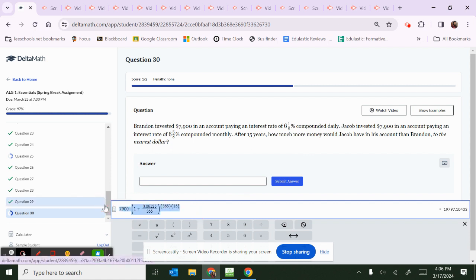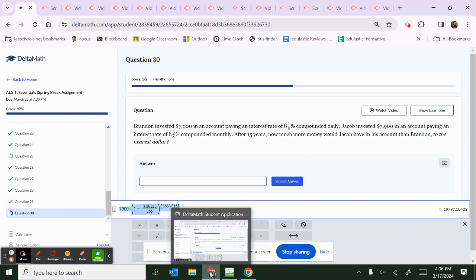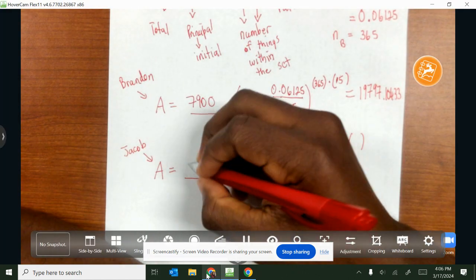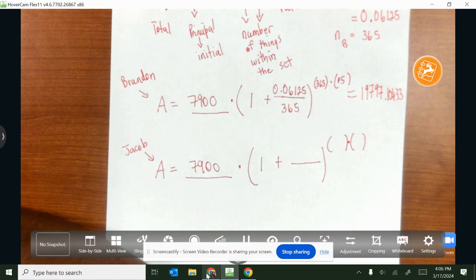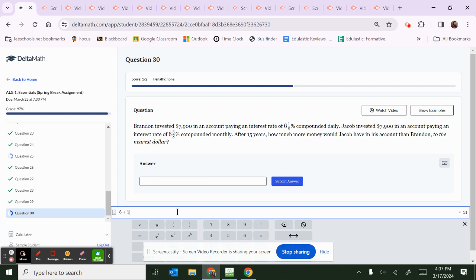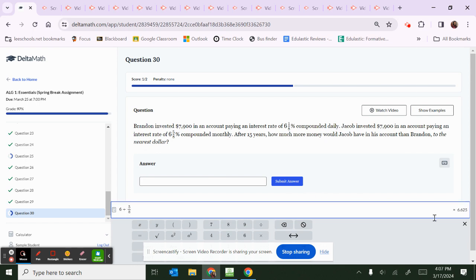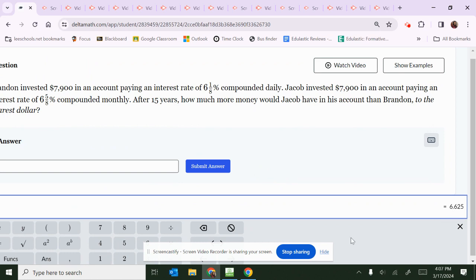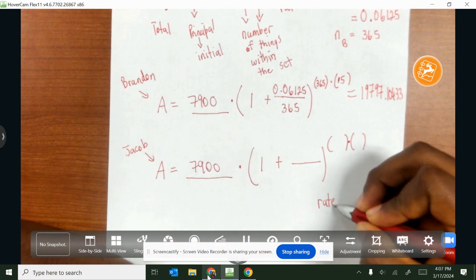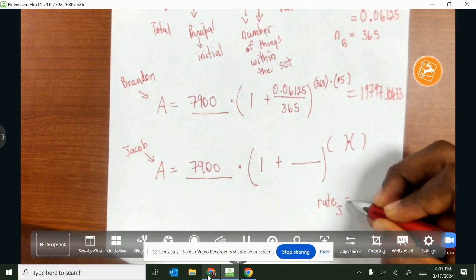So now we're going to do the same thing for Jacob. When we read, Jacob invested the same 7,900. So for Jacob, his principal is the same amount. However, for Jacob, his interest was different. He had 6 and 5/8. So for Jacob, I need to do 6 plus 5/8, and I got for Jacob's rate to be 6.625%.